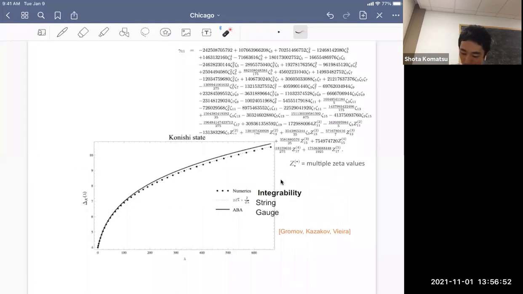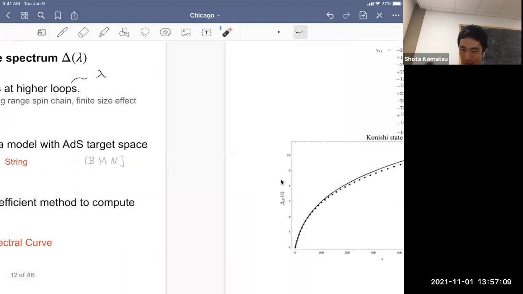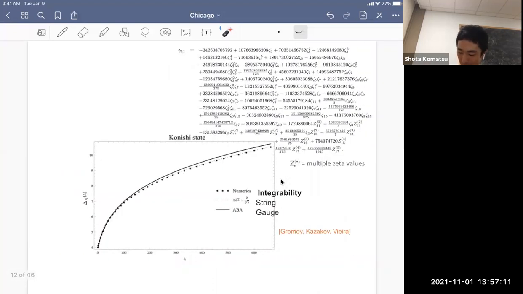This is the result for the 11 loop anomalous dimension of the Konishi operator. Of course, this was predicted by this efficient method called the quantum spectral curve, which is basically some Riemann-Hilbert problem. You can convert all this problem into a Riemann-Hilbert problem for a set of functions, and by solving it, you can generate this analytic data. Of course, people cannot really verify this because no one can do this 11 loop computation. But this is an interesting prediction for the 11 loop anomalous dimension.